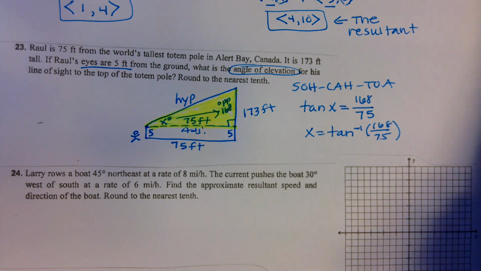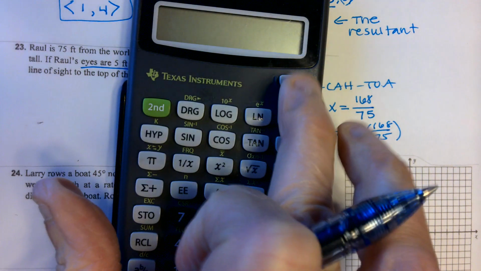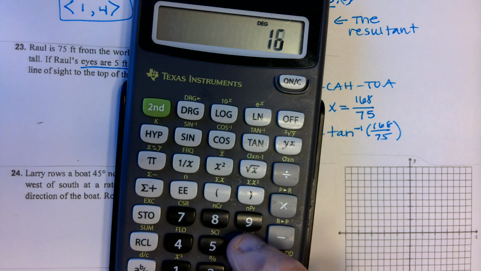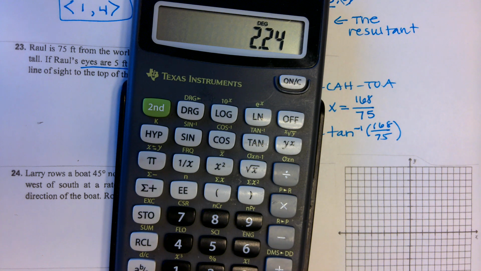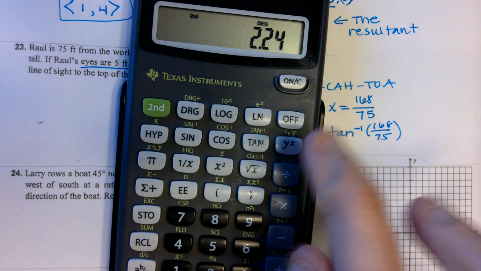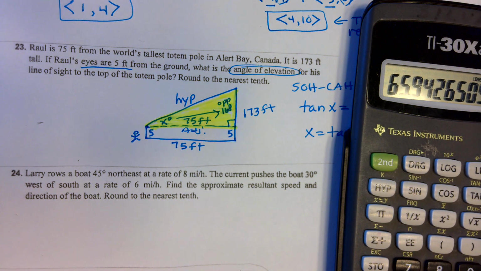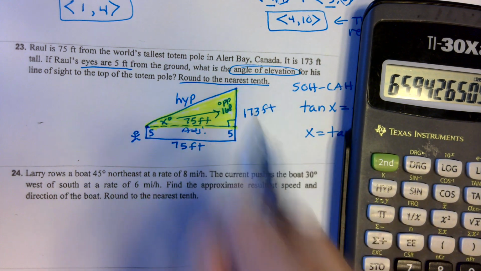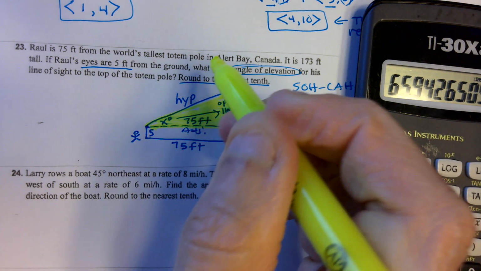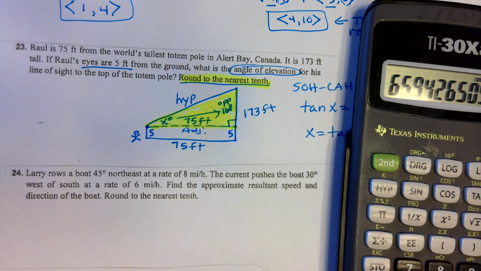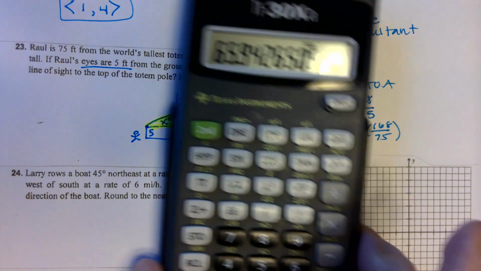fraction. So let's go in here. I'm going to divide first, and I'm going to push 168 divided by 75, equal. So I get that together. Now do the inverse, which is above there. So second tan. And what was the round? Ooh, I didn't have that underlined in here. Round to the nearest tenth. Highlight it. Okay, round to the nearest tenth.